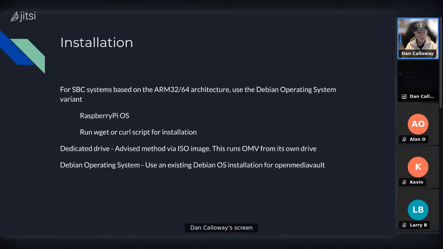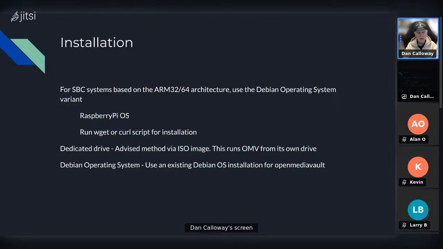All right, for SBC systems based on ARM 32/64, you can use the Debian operating system variant, which is what I use, and that is the Raspberry Pi OS. In order to get it running, what I do is run the wget or curl script for installation.